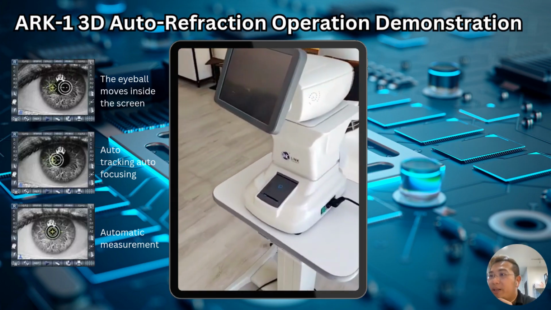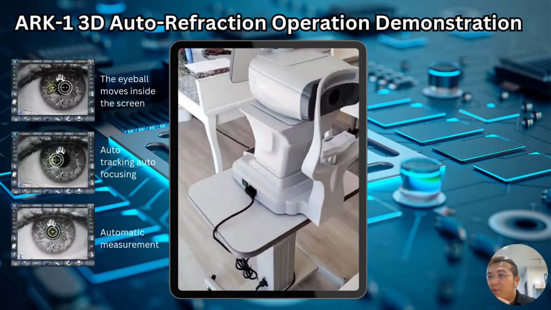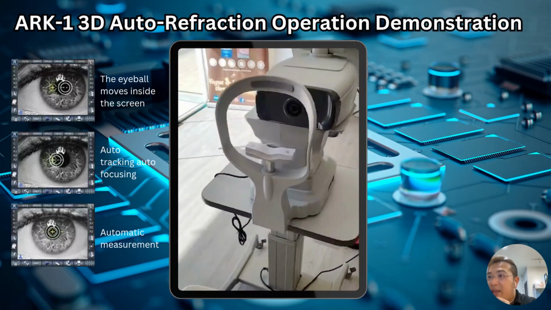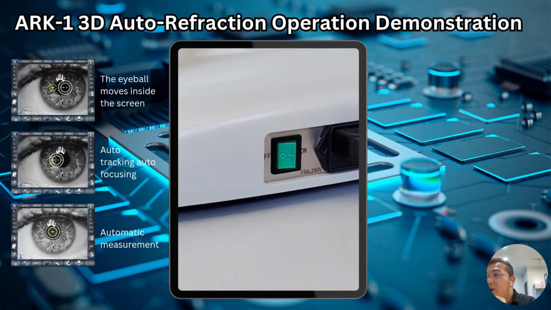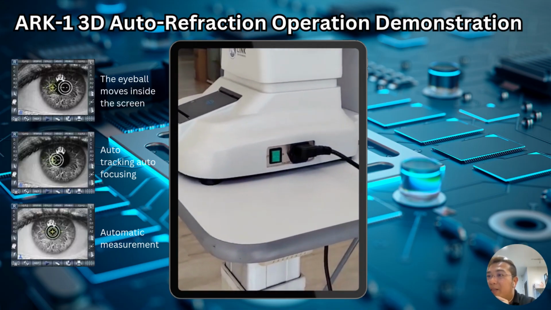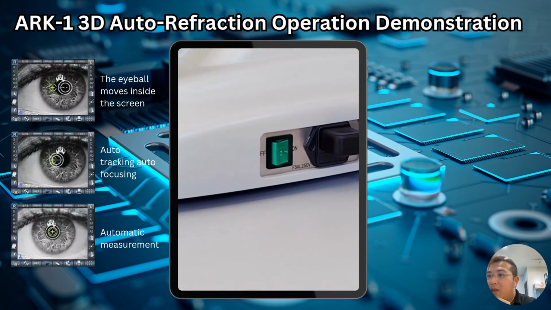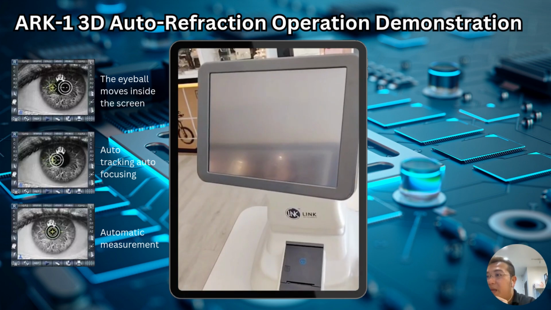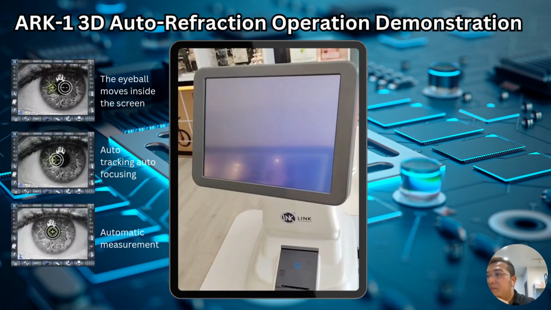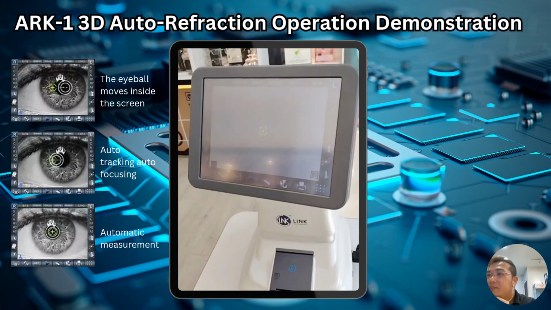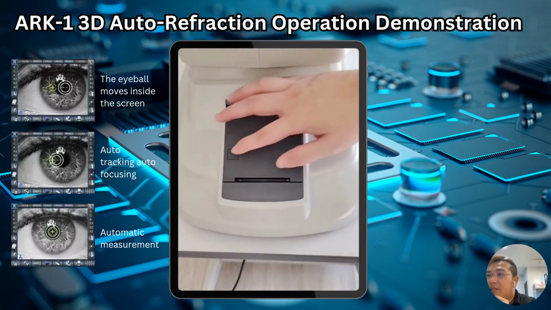To perform a quick eye test using this device, it will help us determine your eyeglass prescription. It's completely safe and painless. So step 1. Power on the device by pressing the main power button at the side. Wait for the device to boot up and display the home screen. Ensure the paper is loaded.